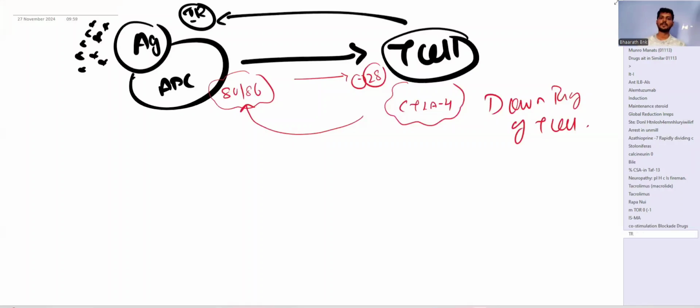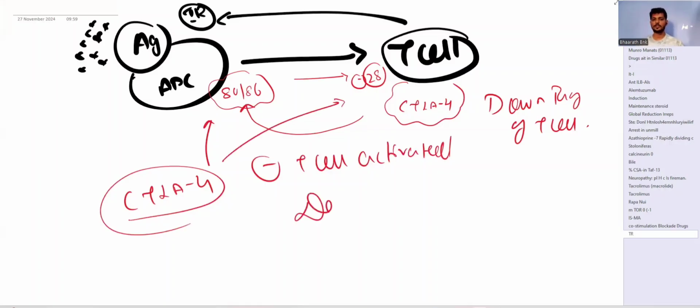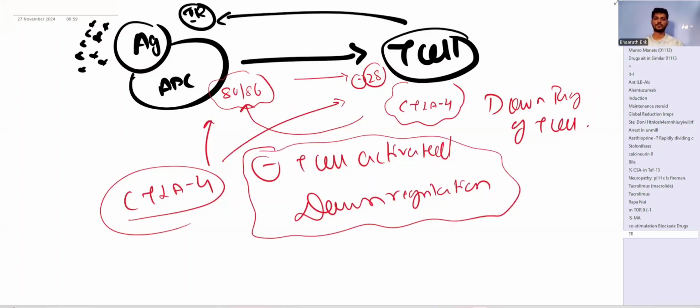Now, when we block this B7 with whatever drug we want, we could have only prevented the T cell activation. But if we choose CTLA4, it will come here, bind to B7, and prevent the T cell activation. And those T cells, if they are already activated, this CTLA4 will inhibit the CD28 and cause the down regulation of T cells. Right? So already activated T cells will be down regulated and the new cells will be prevented from activating. That is why this CTLA4 was chosen. So this is about co-stimulation blockade.